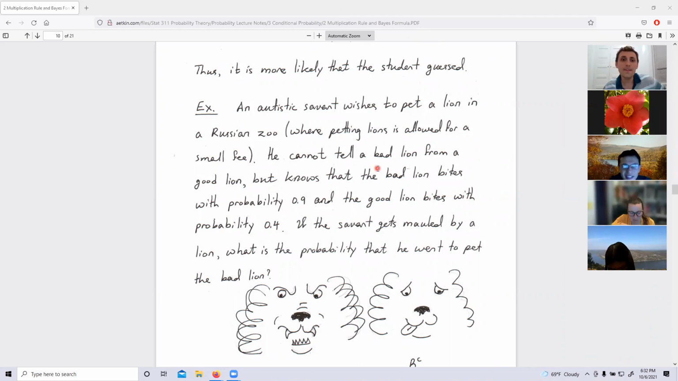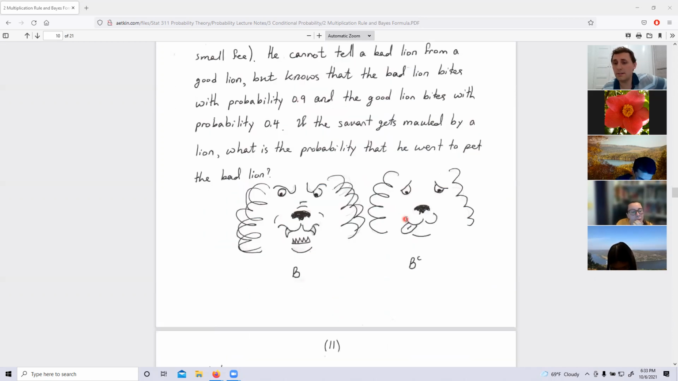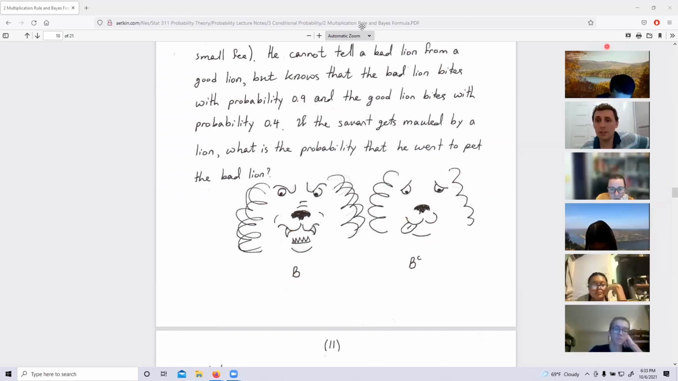So the savant cannot tell a bad lion from a good lion, but knows that the bad lion bites with probability 0.9, whereas the good lion bites with probability 0.4. If the savant gets mauled by a lion, what's the probability that he went to pet the bad lion? Here is lion bad and lion bad complement. Good. Go ahead and calculate the probability.